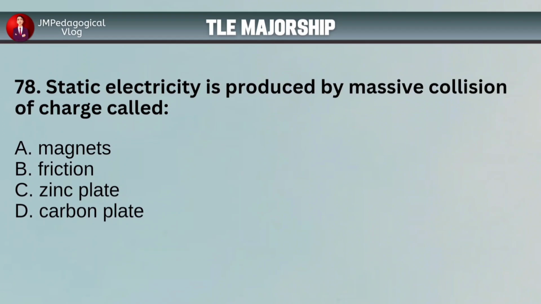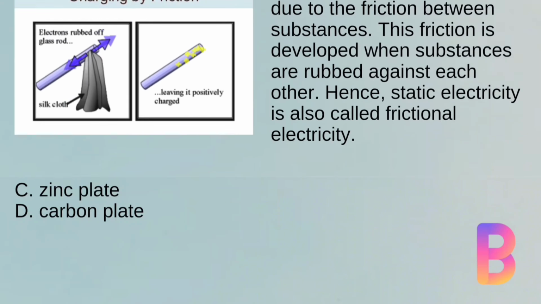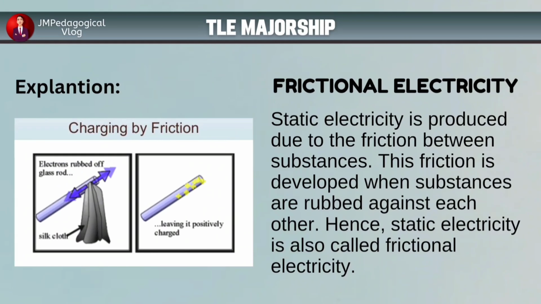78. Static electricity is produced by a massive collision of charge called A. Magnets. B. Friction. C. Zinc plate. D. Carbon plate. B. Friction. Explanation. Static electricity is produced due to the friction between substances. This friction is developed when substances are rubbed against each other. Hence, static electricity is also called frictional electricity.